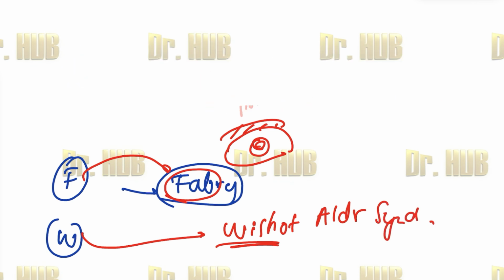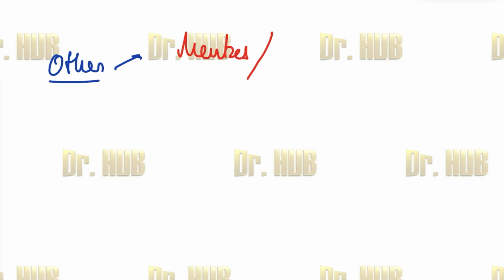Let's look at some other conditions. Other conditions include Menkes disease. Next is ornithine transcarbamylase deficiency as well. So this was all about the X-linked recessive.